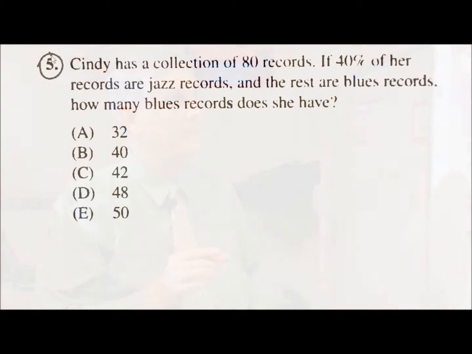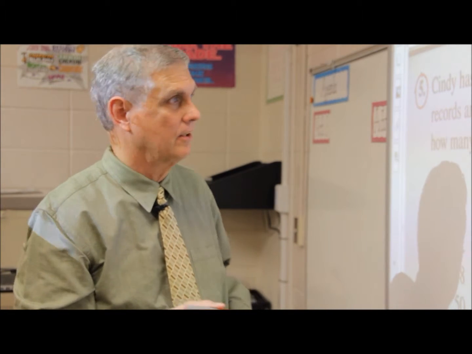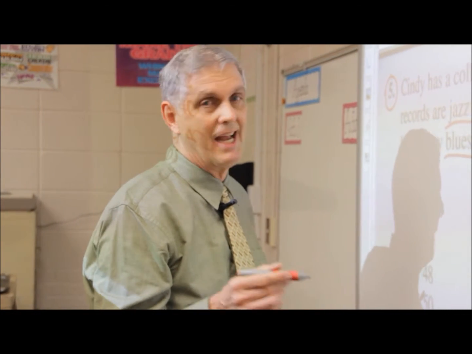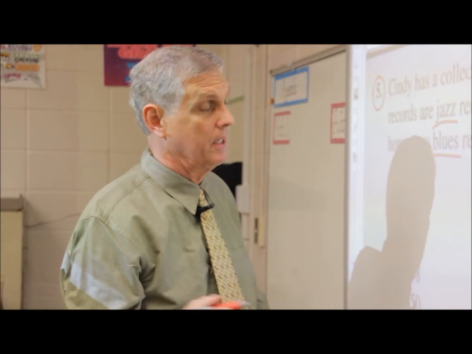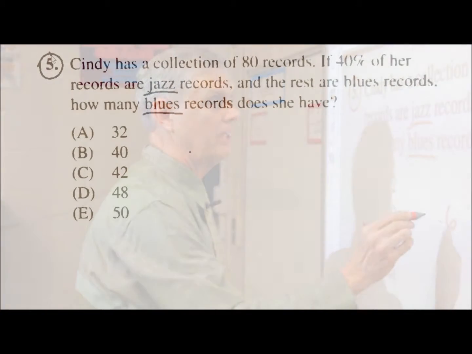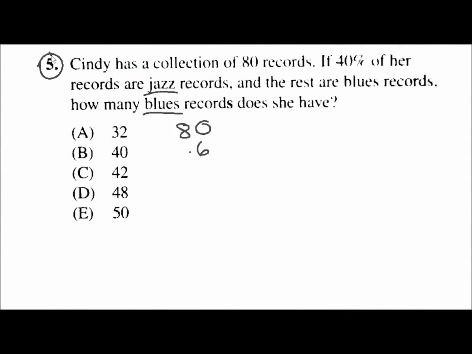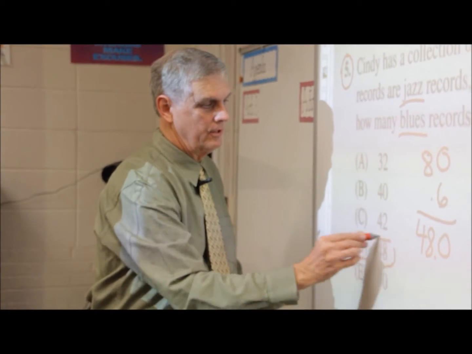The fastest way to get that, and there are several ways to find the answer, but the fastest way, if 40% of them are jazz records, that means the other 60% have to be the blues records. So it's one step, just multiplying 60% times the total number of records. And 60% is the same as 0.60, or just plain 0.6. So we're going to take 0.6 times 80, and we get 48, so your answer is D.